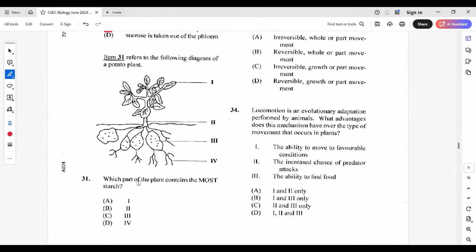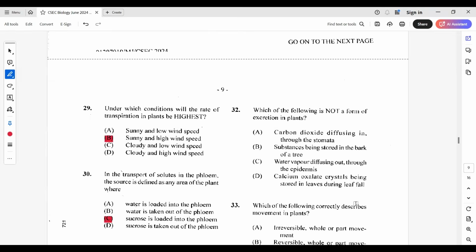Which part of the plant contains the most starch? And we're looking at this potato plant, and if it's a potato plant, that should be a dead giveaway for us that we're looking at the potato parts of the plant, which is Roman numeral 3. So C is the answer.